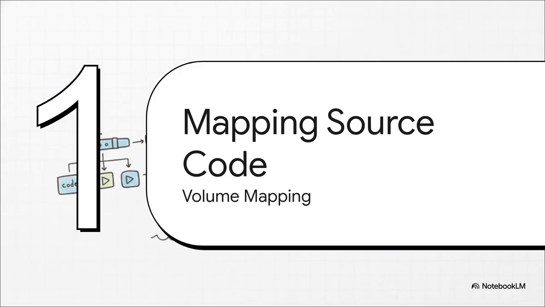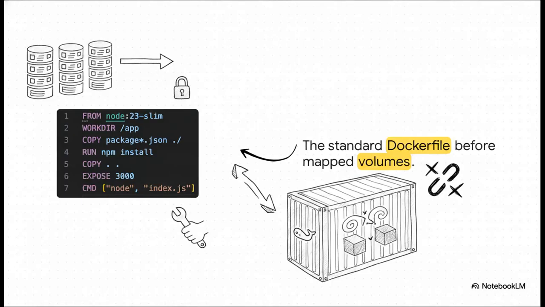Section 2, Level 1, Mapping Source Code. Okay, Level 1. This is where we defeat the need to rebuild the container entirely. Standard Dockerfile here. Notice how we normally just copy our source code directly into the image. Now, that's perfect for production for sure, but for local dev, it essentially locks your code in place until the next time you trigger a full build.